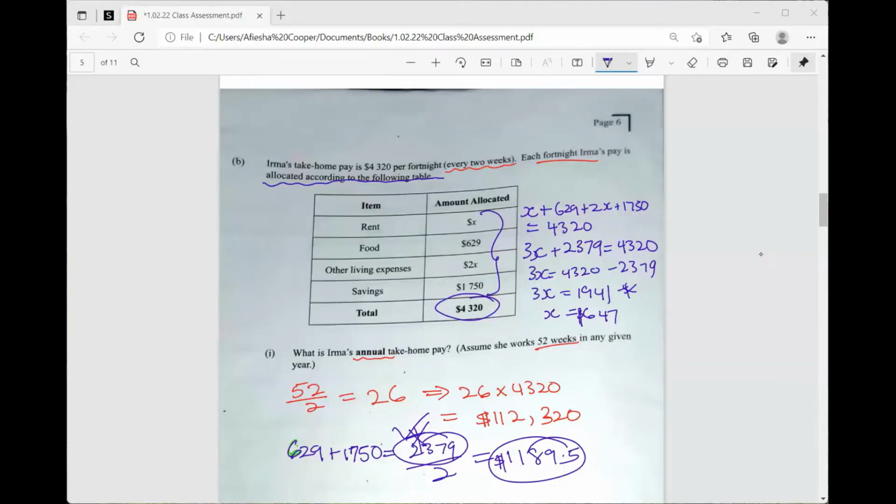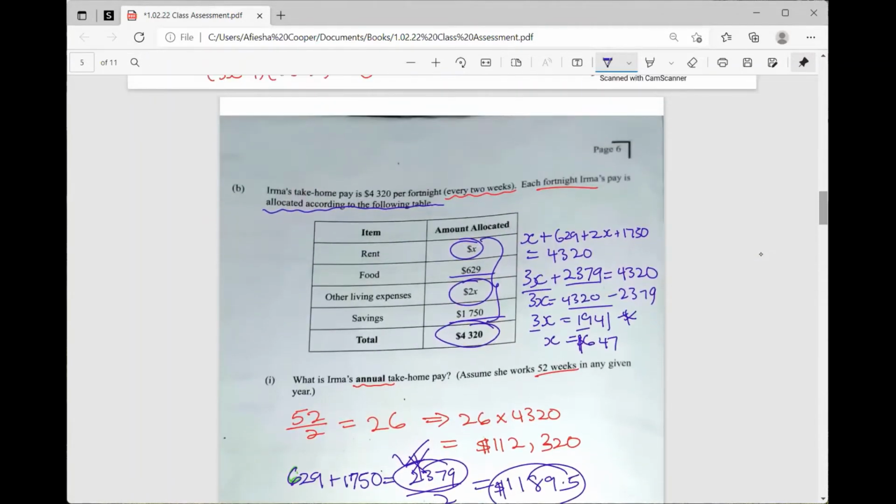Right, so we add up our X terms, add up our numbers, and we solve for X by subtracting 2,379, remaining with 1,941, and dividing 1,941 by 3 to get our X. Right, so we know we have to add the 2 variables, we have to add the 2 numbers. That's how we got this and this. And we subtract 2,379 from 4,320 here, and we divide it by 3 on both sides, giving us 647.